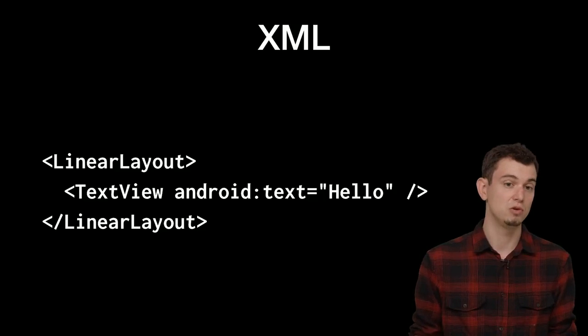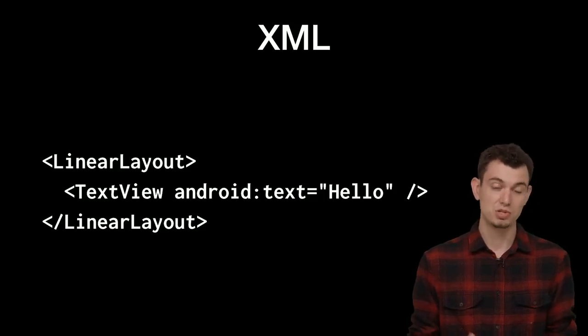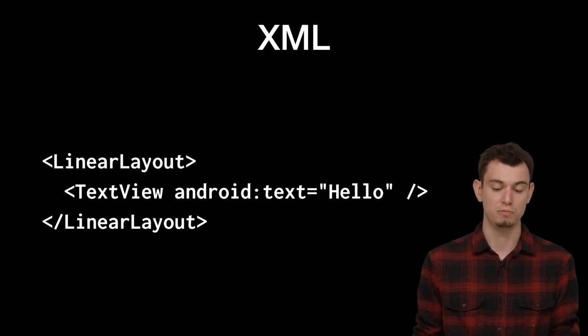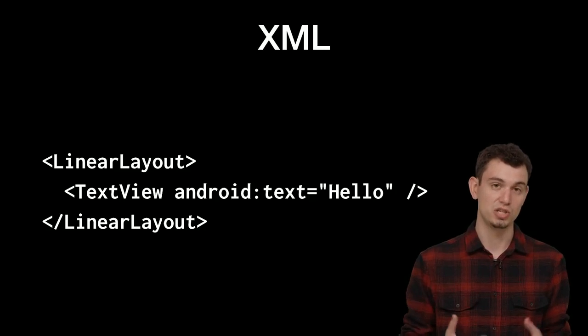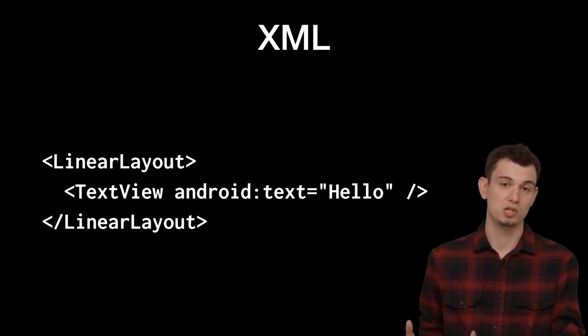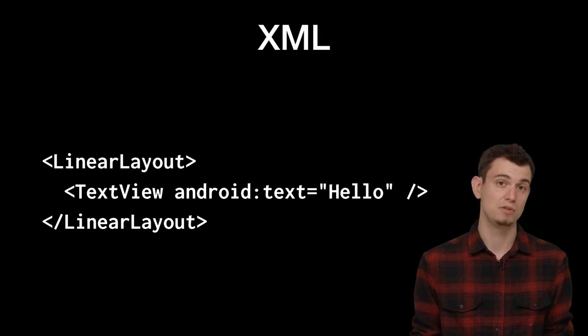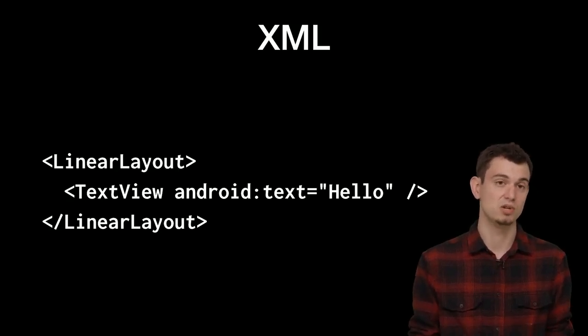Then this text view is also an Android view that's defined for me. And it's this pretty simple view that just displays text. And so inside of this text view tag, I have something that's called an attribute. And so this attribute, its name is android:text, and its value is hello. And this attribute name is special. It means something to Android. And in this case, it just happens to be the text that's going to be displayed in your app.